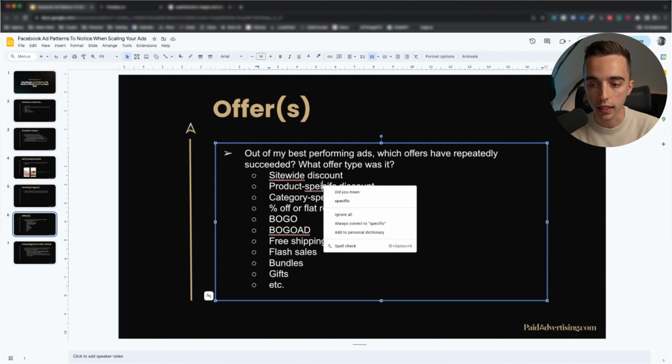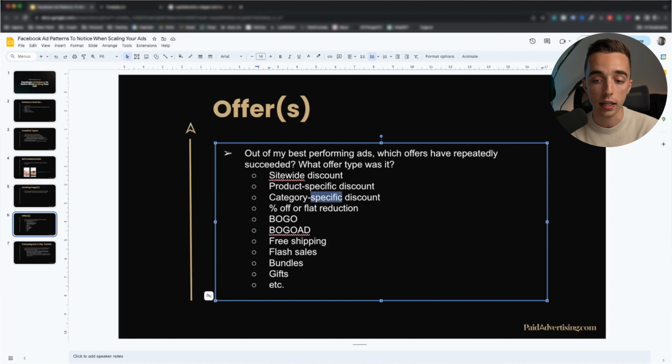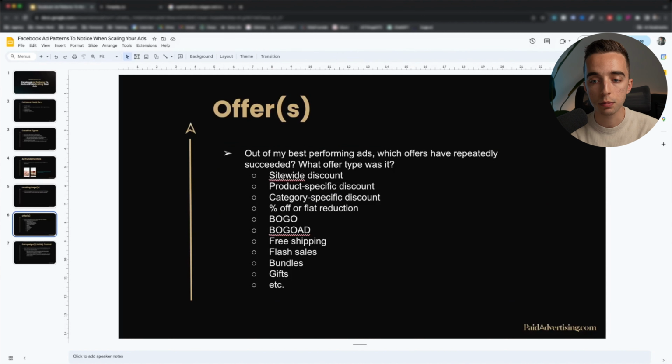Great. Product specific, little typo right here, but product specific discount. So it was just on a specific product you had a discount for. Category specific, percentage off or flat reduction perhaps. A BOGO, buy one get one at a discount, free shipping, flash sale, bundles, gifts. There's 1,000 different types of promotions or offers you could do. Note down what were the offers that you have ran and which ones have actually performed.